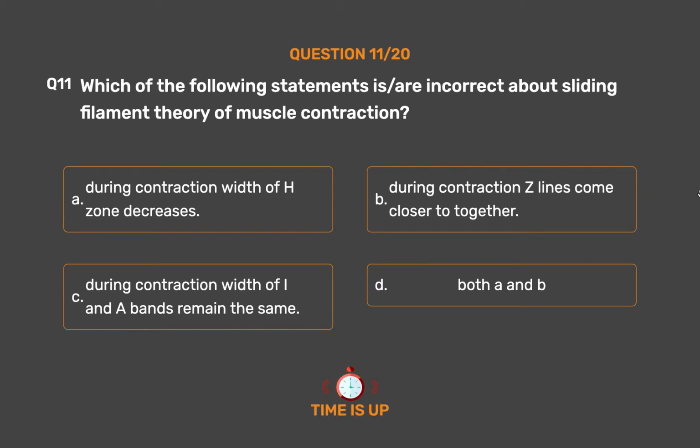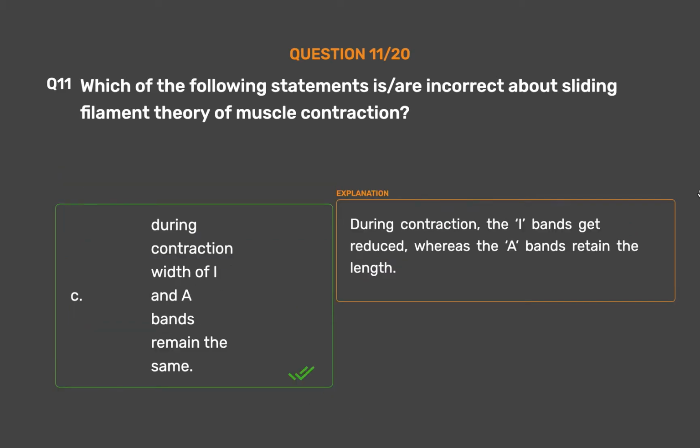The correct answer is option C. During contraction, the width of I and A bands remain the same. During contraction, the I bands get reduced, whereas the A bands retain the length.